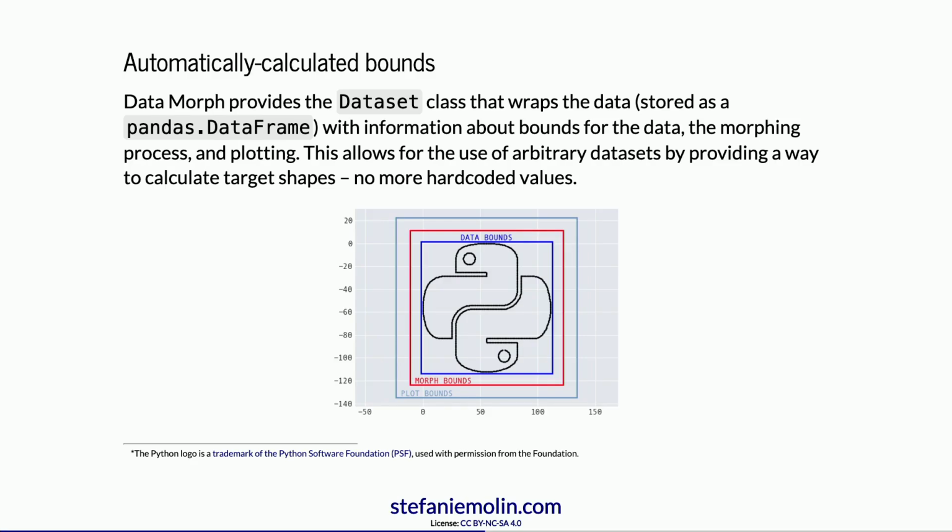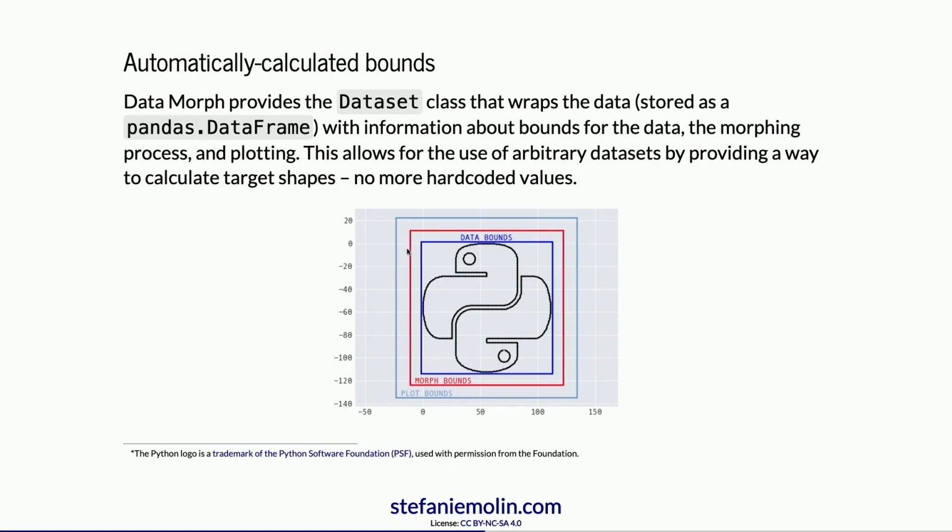So the Data Morph data set is the points, which you can see here forming the Python logo, plus these automatically calculated bounds, which you can see here. So the innermost set of bounds, this one here, is the bounding box, the smallest bounding box that captures all the points of the data.